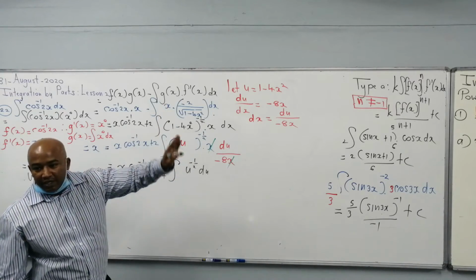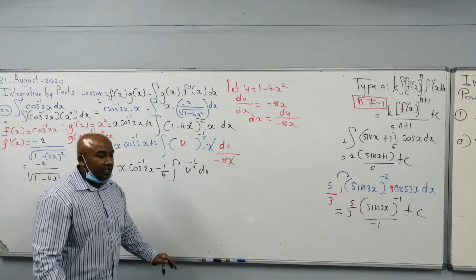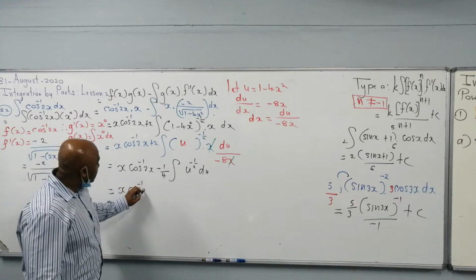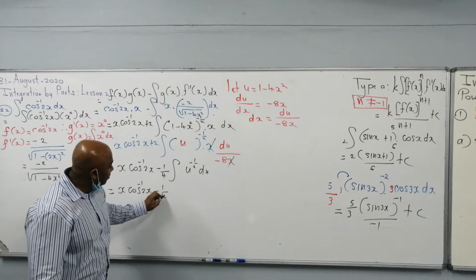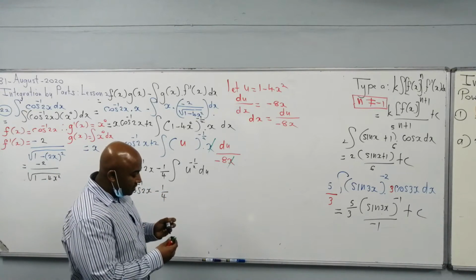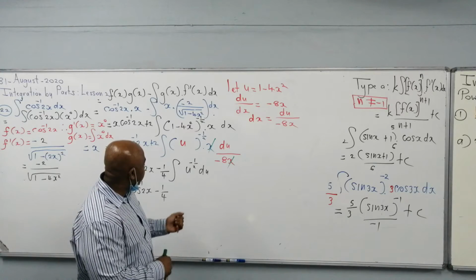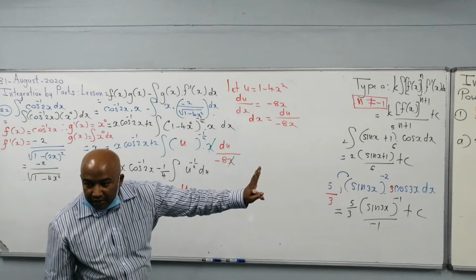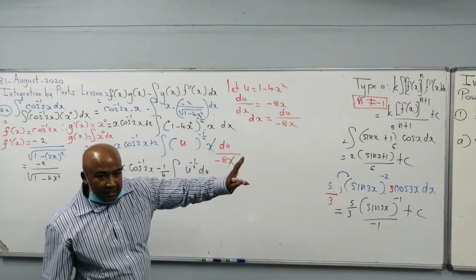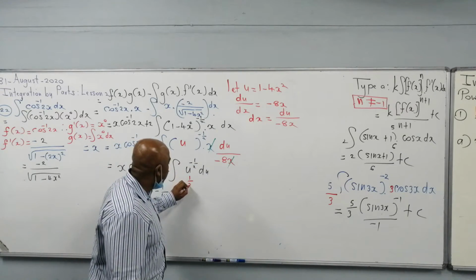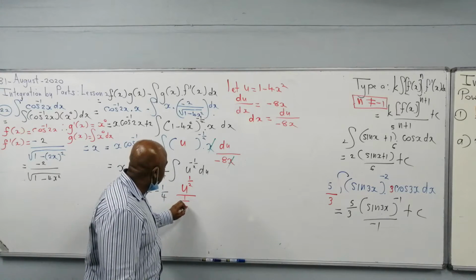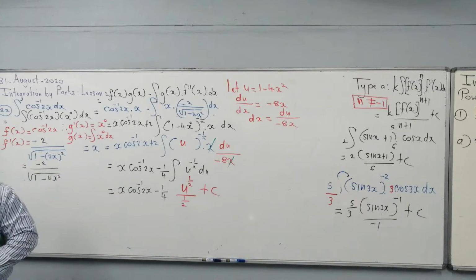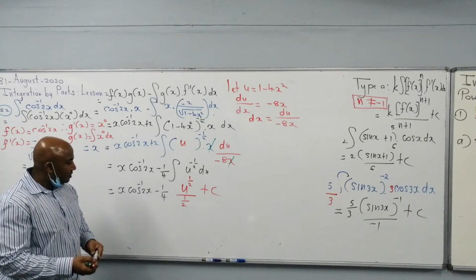Now, you're going to add minus half plus 1, and you're done. So let's do it. So that will be x inverse cos 2x minus 1 over 4. And now we can integrate that u to the power negative half, which is going to be minus half plus 1. Okay, minus half plus 1 is going to be half, all divided by half, plus c. So we're done. The problem is done. I'm just going to simplify it.